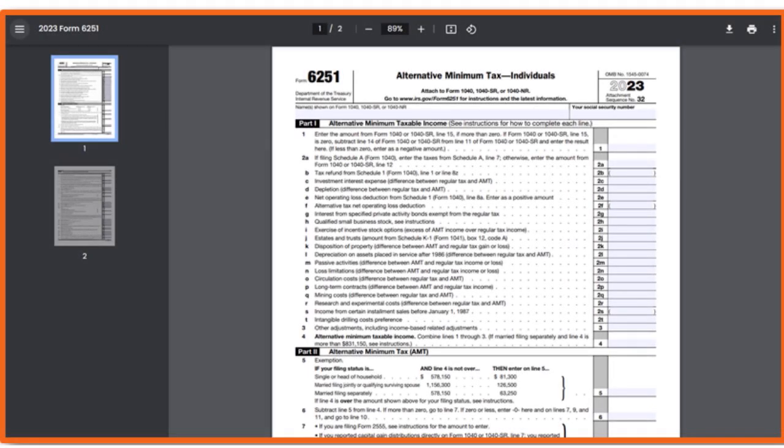I'm showing you here on the screen Form 6251. This is the alternative minimum tax that I was talking about a little earlier. I wanted to show you this form so you have a clear idea what I'm talking about. So that's Form 6251, and I want to show you another one here.